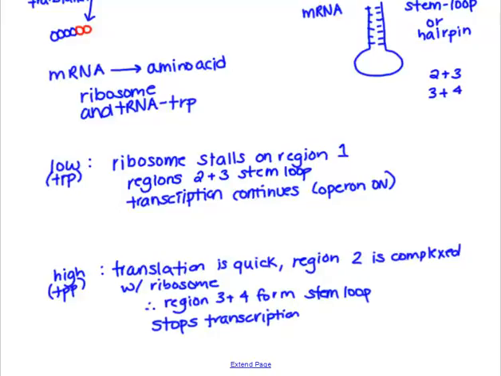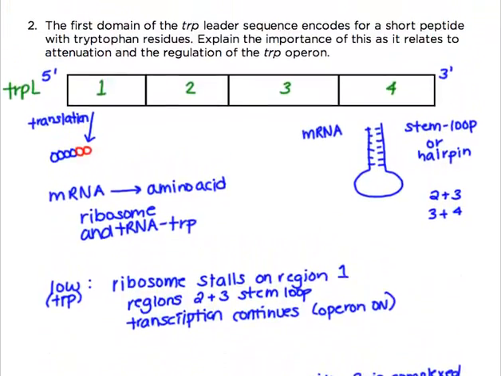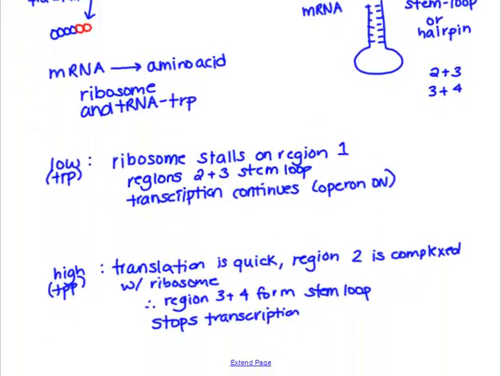Okay, and the reasons why these different structures stop transcription or let it continue is really a biochemical topic, and you don't really need to know the technicalities of it. You just need to know that if 2 and 3 are stem looped together, transcription continues and the operon is on. But if regions 3 and 4 form a stem loop, transcription stops, and that means that the operon is now off. And that also makes sense if you think about it. If there's a lot of tryptophan in the cell, enough that there's plenty of tRNA charged with tryptophan, and the translation of region 1 can continue quickly, then there's no real reason to have the operon on to synthesize more tryptophan because you have enough of it.